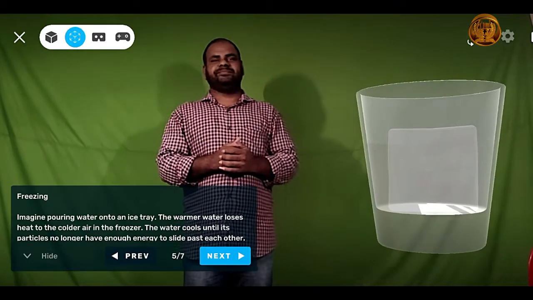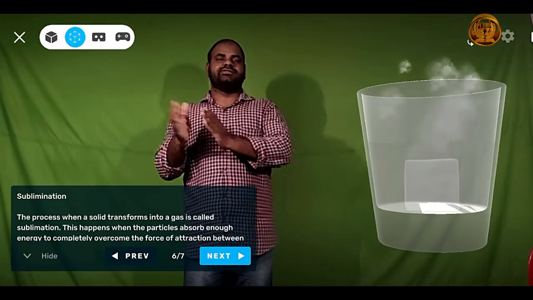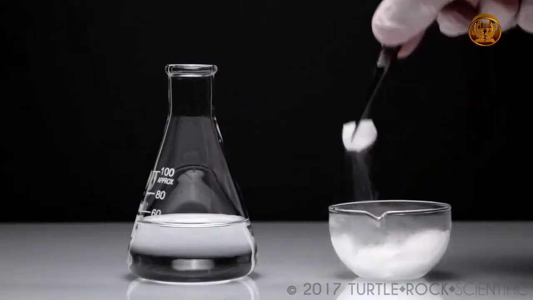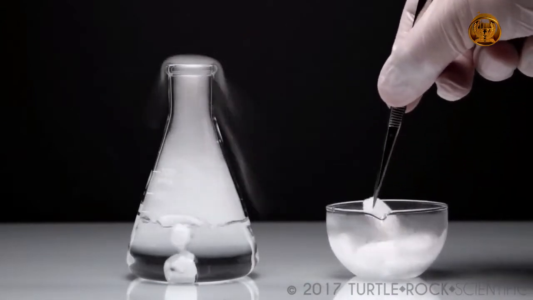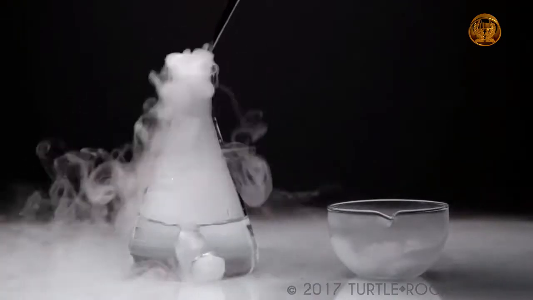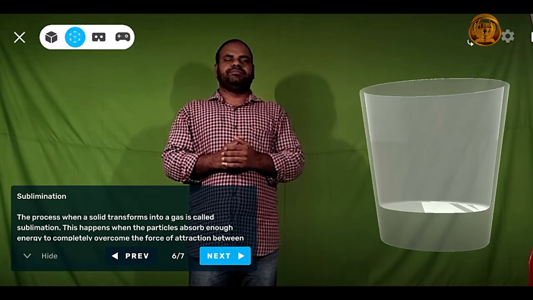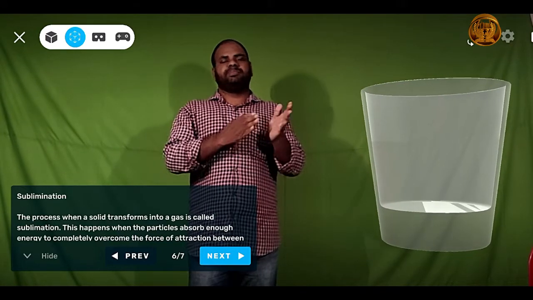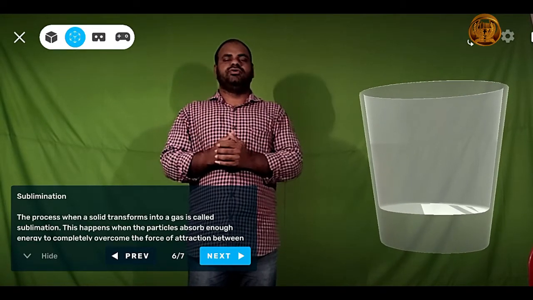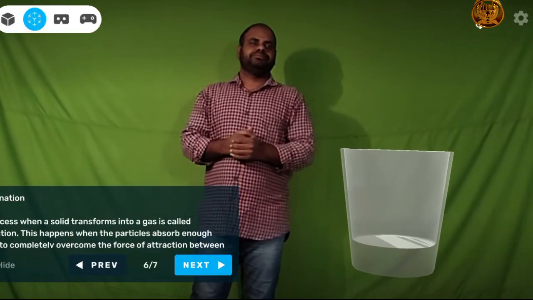Next, sublimation. Sublimation is the process of converting solids into gases without changing into liquids. Examples are solid carbon dioxide, which is called dry ice, or naphthalene balls, or camphor. When they are kept at certain places, they absorb energy, and because of the energy change these solid particles change into gases, which is called sublimation.